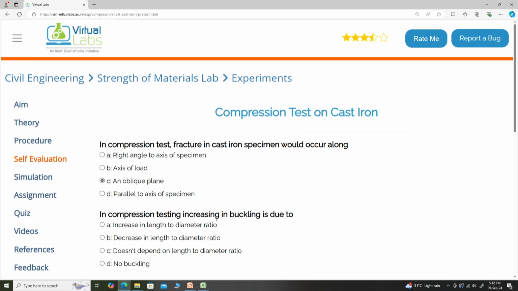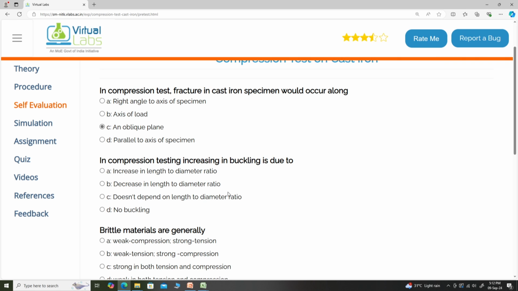In compression testing, increase in buckling is due to what reason? There could be multiple reasons. Here one of the options given is increase in length to diameter ratio, then decrease in length to diameter ratio, doesn't depend on length to diameter ratio, and no buckling. So increase in buckling is always due to increase in length to diameter ratio.